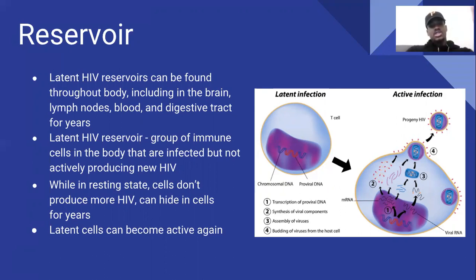Bethany had just explained the production of HIV. However, like she had also mentioned, some HIV-infected cells go into a resting or latent state. While in this resting state, the infected cells don't produce new HIV. When HIV infects cells in that way, it can hide inside these cells for years, forming a latent HIV reservoir. At any time, cells in the latent reservoir can become active again and start making new HIV.